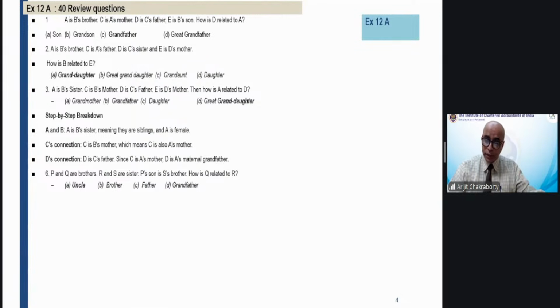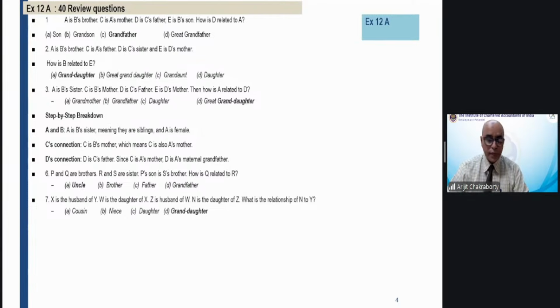That means P's son is also the brother of R, because R and S are sisters. So the question is, how is Q related to R? Obviously, we can understand that Q in this case will be the uncle. The relationship between Q and R will be that Q is the uncle of R. Option A is the right answer.